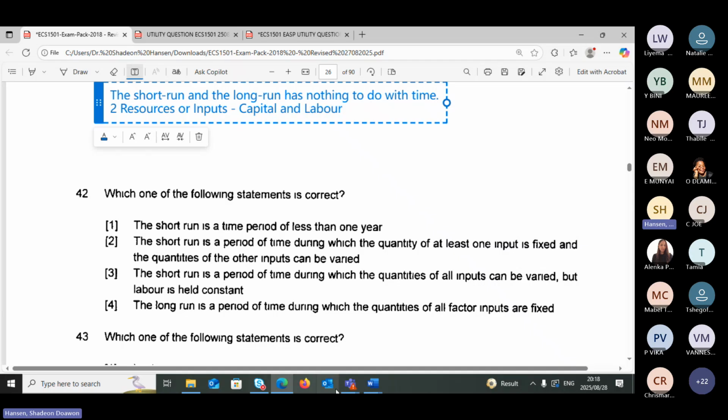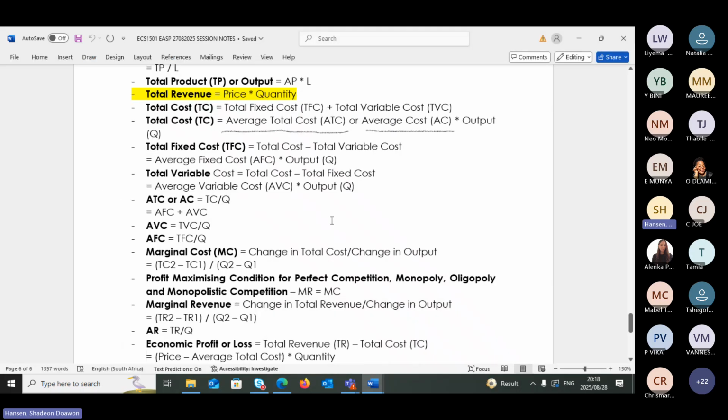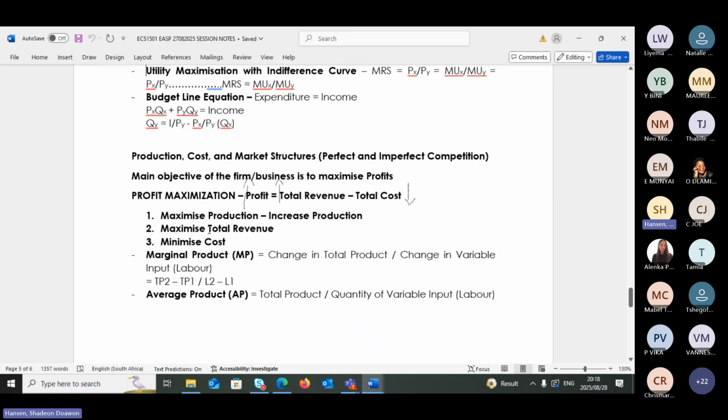So remember, the aim of the business, students, of any firm is to maximize profit. The main objective of the firm or the business is to maximize profits. All right? And of course, the formula for profit is equal to total revenue minus total cost. You can't just maximize profit. You need to do some things over here to maximize that profit. Do you see?